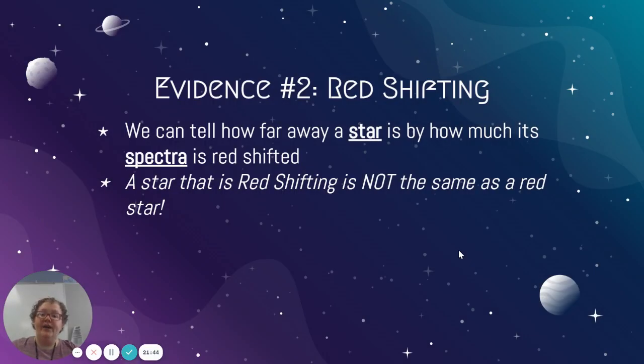We can tell how far away a star is by how much its spectra is red shifted, right? So if it is very far away, then we know it's going to be much further to the red end of the spectrum. And if it is much closer, it's going to be much closer to the violet end of the spectrum, right? Just remember that red shifting is not the same as a red star. We talked about red star as a phase of life in a star. Red shifting is not the same as that. These are two distinct things.